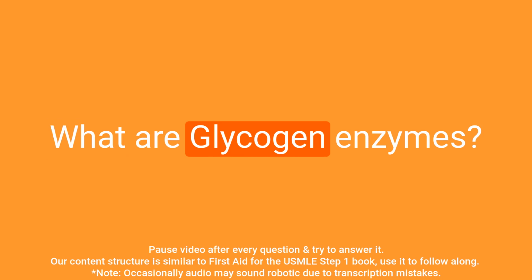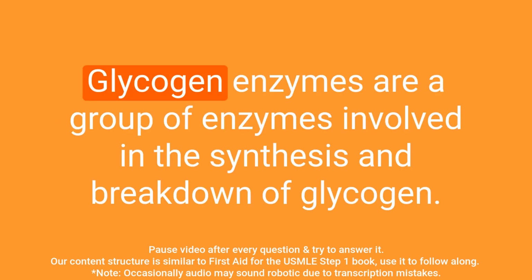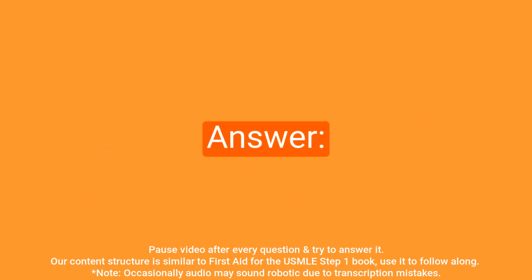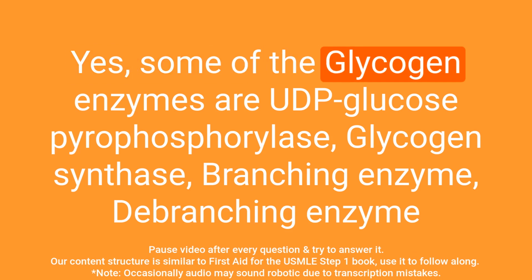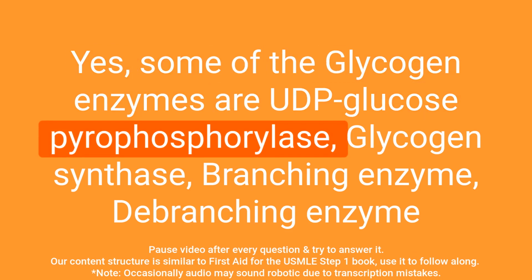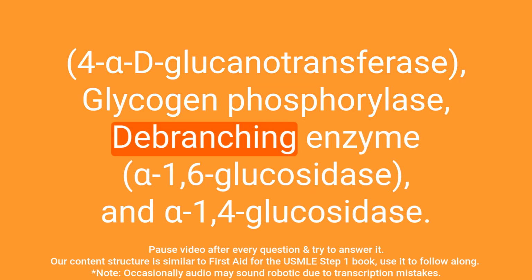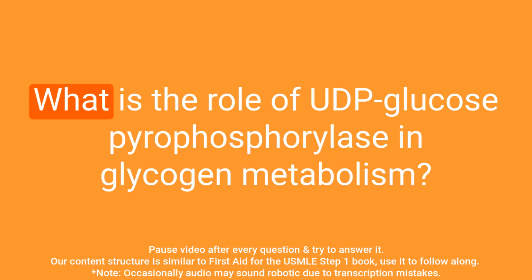Question: What are glycogen enzymes? Answer: Glycogen enzymes are a group of enzymes involved in the synthesis and breakdown of glycogen. Question: Can you name some of the glycogen enzymes? Answer: Yes, some of the glycogen enzymes are UDP-glucose pyrophosphorylase, glycogen synthase, branching enzyme, debranching enzyme, glycogen phosphorylase, debranching enzyme, and amino 1,4-glucosidase.